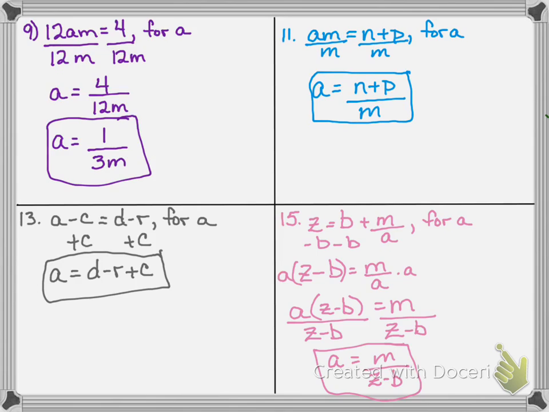Okay, let's look at number 17. 17 is G equals B minus CA. We are solving for A. We're going to start by subtracting B. That gives me G minus B is equal to negative C over A.